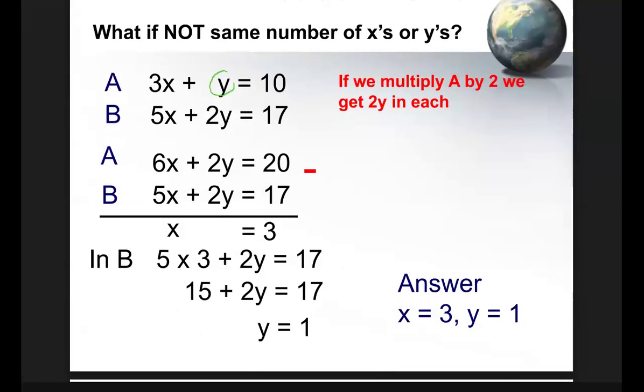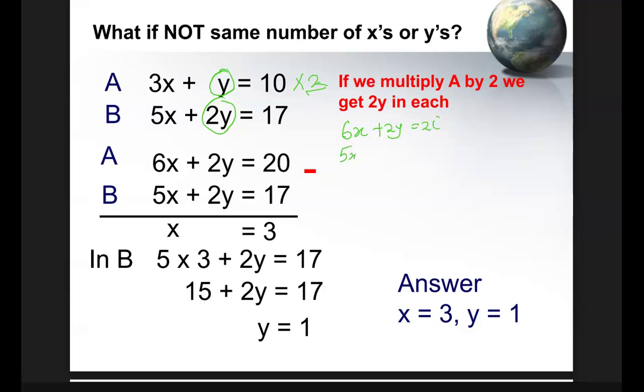They have different coefficients, one is y, one is 2y. So for you to make it the same, multiply this one by 2. When you multiply by 2, you have to multiply all of them by 2. So 2 times 3x gives you 6x. 2 times y gives you 2y. 2 times 10 gives you 20. I've changed the top one to 6x plus 2y equals 20 so that the 2y can match each other.